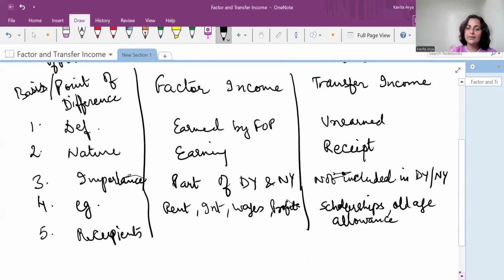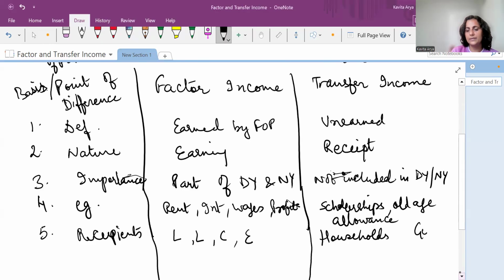Recipients, who are they? Rent is earned by the land, then the labor, then the capital, then the entrepreneur, right? And the transfer incomes are received generally by the households as well as the government. The best example for the transfer income given to the government by we people are the taxes. And the households, they also get some sort of subsidies.